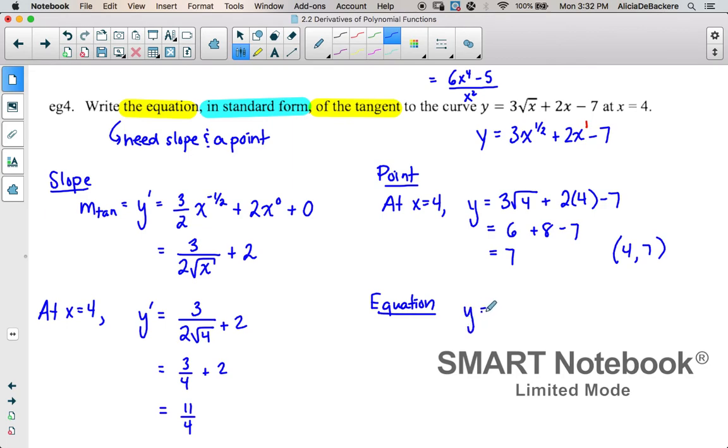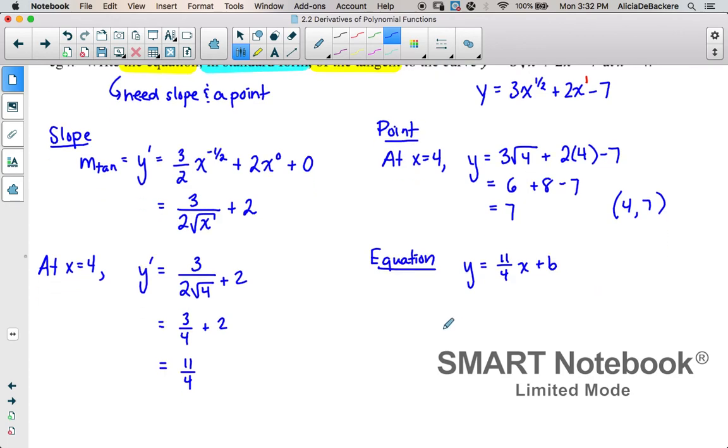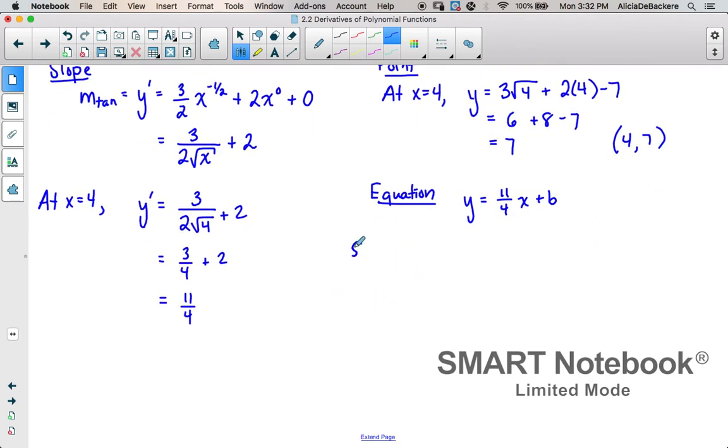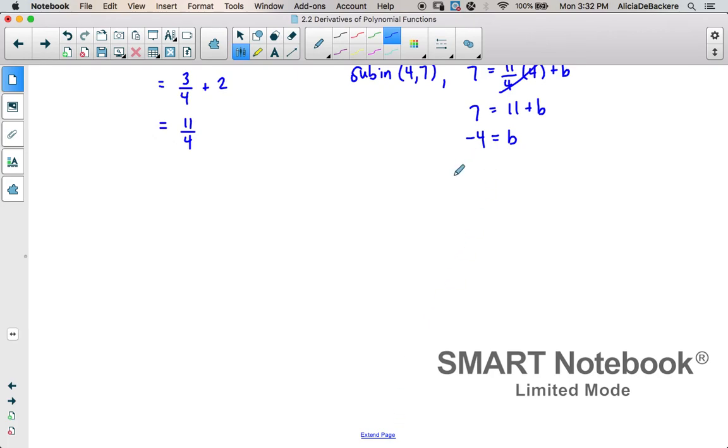The equation is going to look like y equals m x plus b. And then I'm going to sub in the point. So over here I've got 4 divided by 4, that cancels out and I'm left with 11, and then I'll just bring that over and subtract it. All right, so far for the equation we have that y is equal to 11/4 x minus 4.